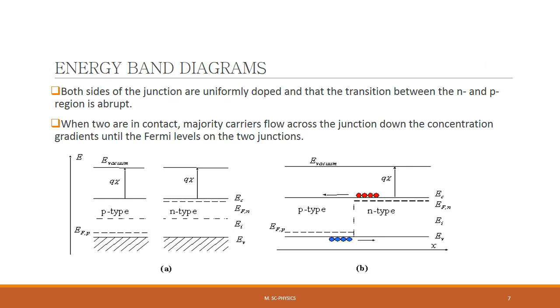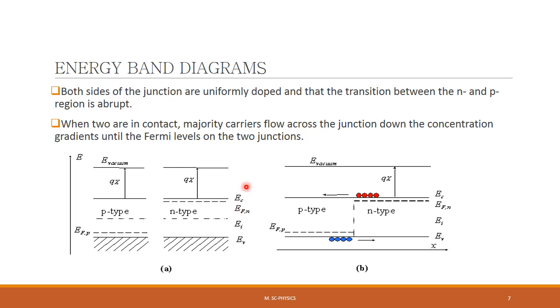This is called the energy band diagram of a p-n junction. Both sides of the junction are uniformly doped, and the transition between the n and p regions is abrupt. When the two are in contact, majority carriers flow across the junction down the concentration gradient till the Fermi levels on the two sides align. This is called the Fermi level in p type. This is called the Fermi level in n type.